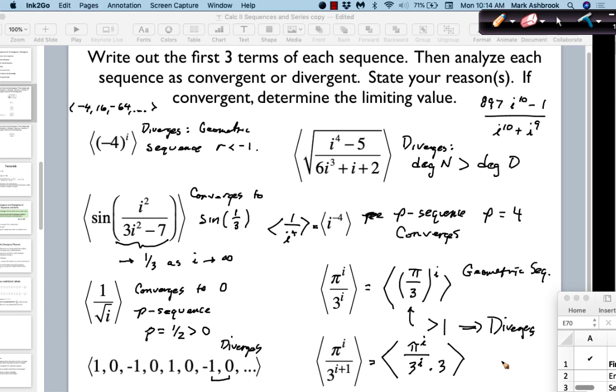So what about this? It basically is 1/3 of the one we just had, right? So this is pi over 3 to the i, each one of those terms times 1/3. Diverges or converges? This is still a geometric sequence. It's just that all the terms are 1/3 as much as these terms. Therefore, converges, diverges.